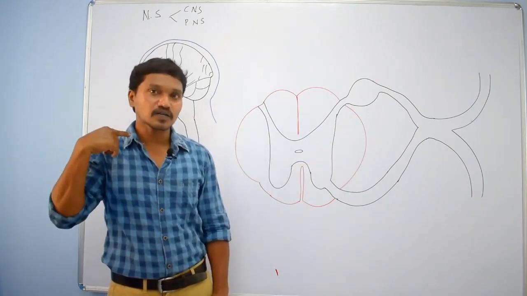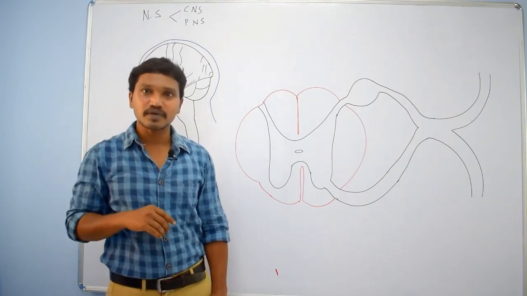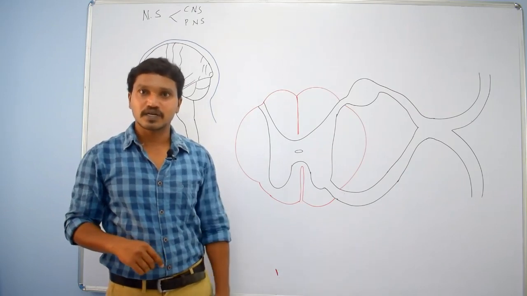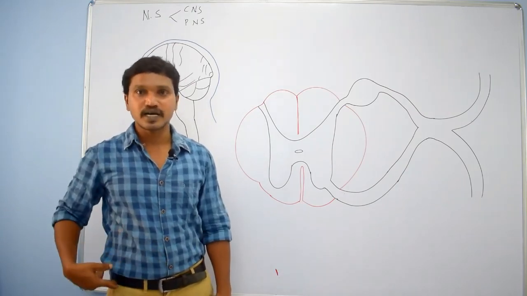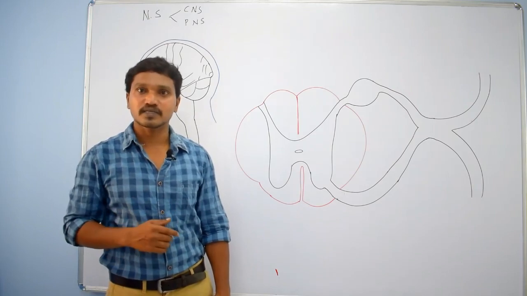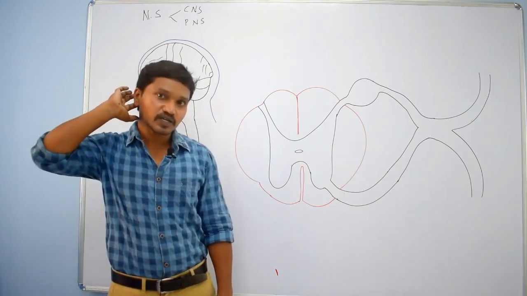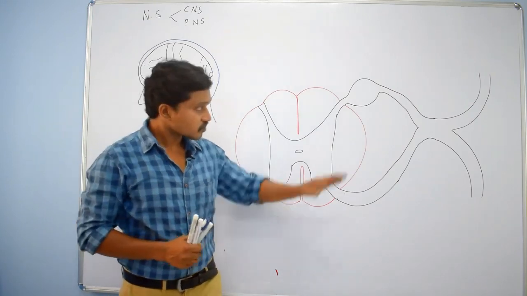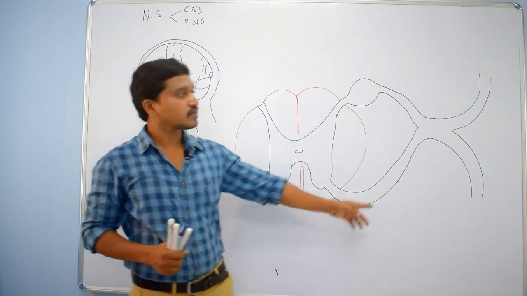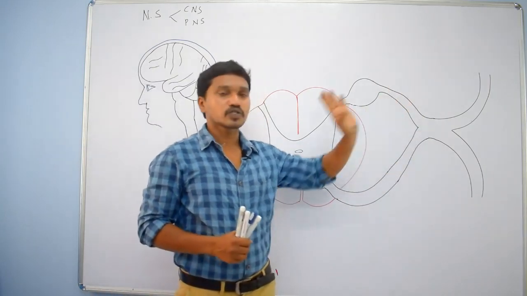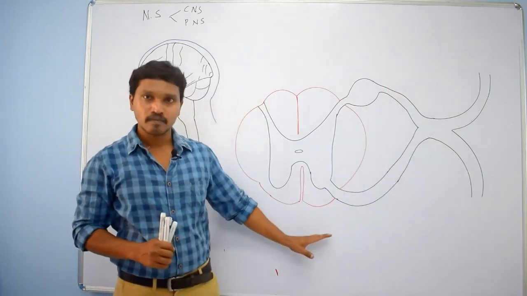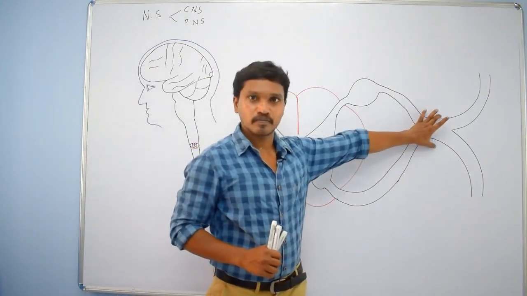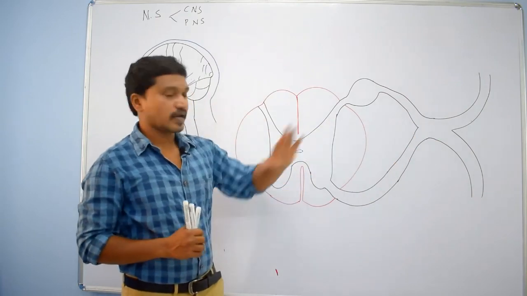In the cervical region, you can form the brachial plexus. Of course, some contribution will be there from the thoracic segments also. In the lumbar and sacral regions, we can form plexus. In the cervical region also, you can form the cervical plexus. Clear? So what I am trying to say is there will be anterior primary rami and posterior primary rami. So this is the spinal nerve up to here.